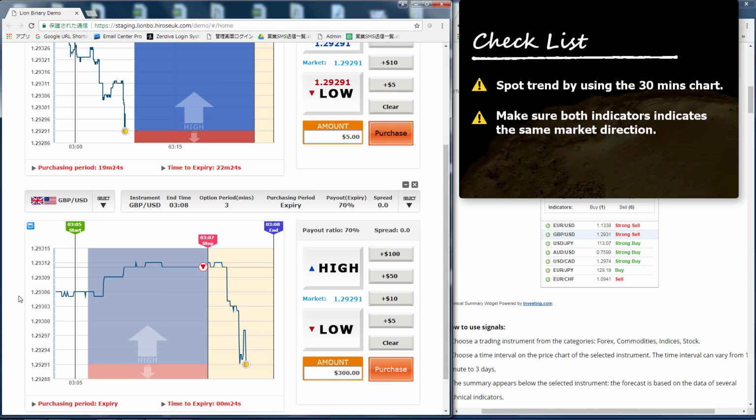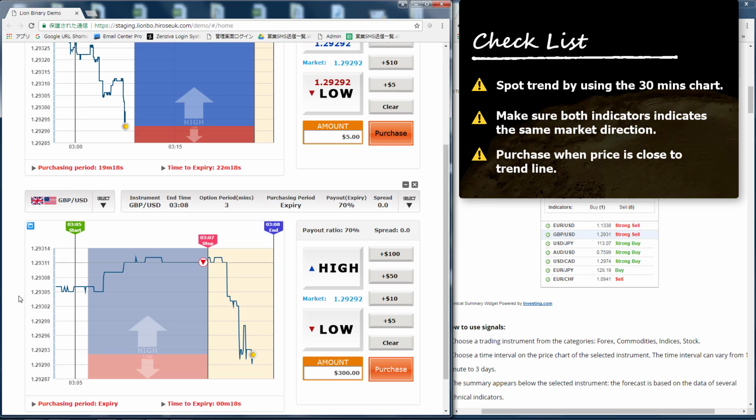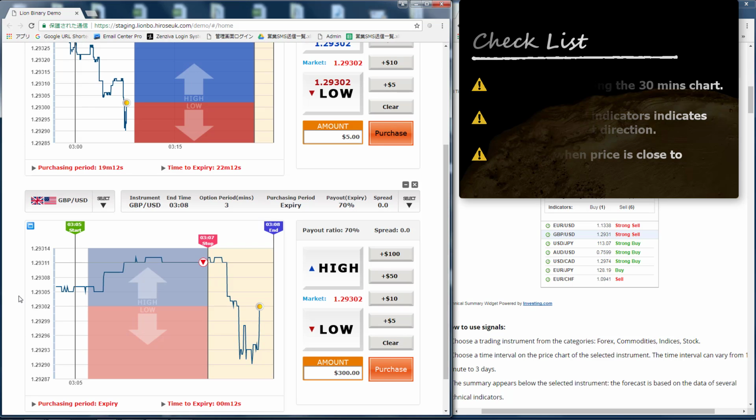And then for the 30 minutes chart, I want to purchase it at the time when the price is really close to the trend line. So this is pretty much the most important thing you need to remember while you use this method.